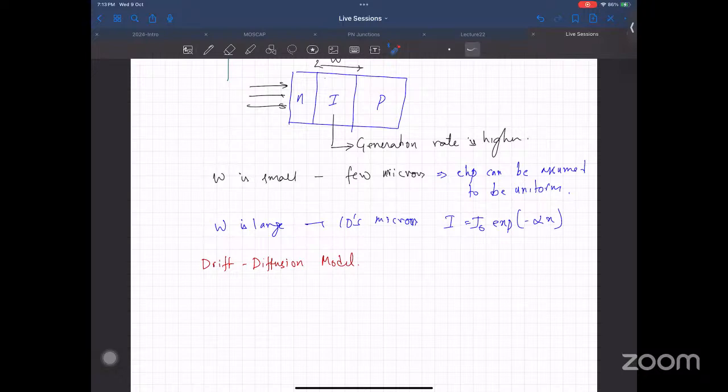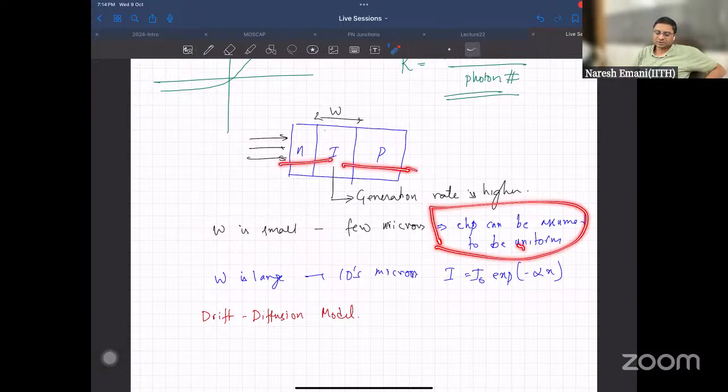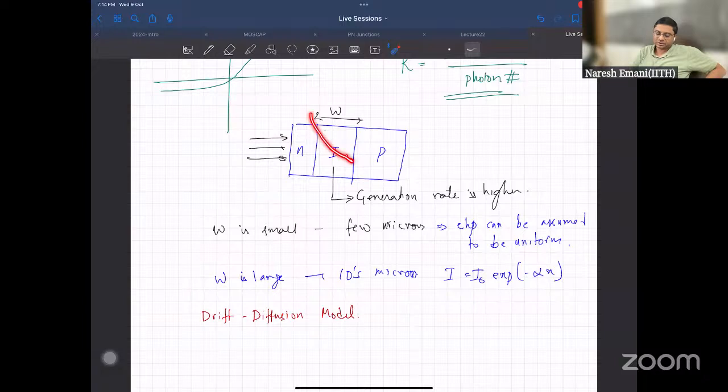Finally, if you have a non-uniform concentration of electrons and holes, you're going to have diffusion. You can't avoid it. In the first case, the width was small, so more or less the electron hole pair concentration is uniform. I don't expect too much diffusion there, because an equal number of holes and electrons are going each way, so nothing much happens. But if you have a large width, there is going to be a decay in the electron or hole concentration, and because of it there is going to be a certain amount of diffusion.